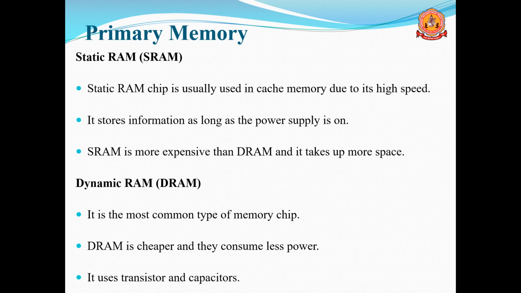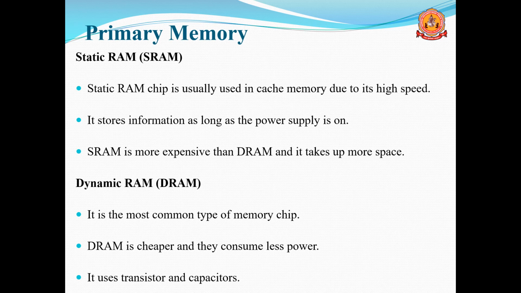Next is the types of RAM. RAM mainly is of two types. One is SRAM, known as static RAM. The other is dynamic RAM, that is DRAM. Now first we'll move to the static RAM.